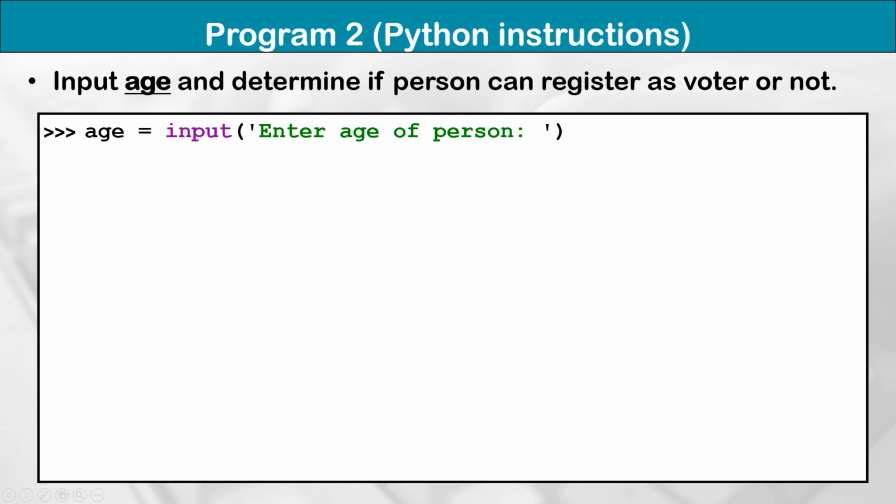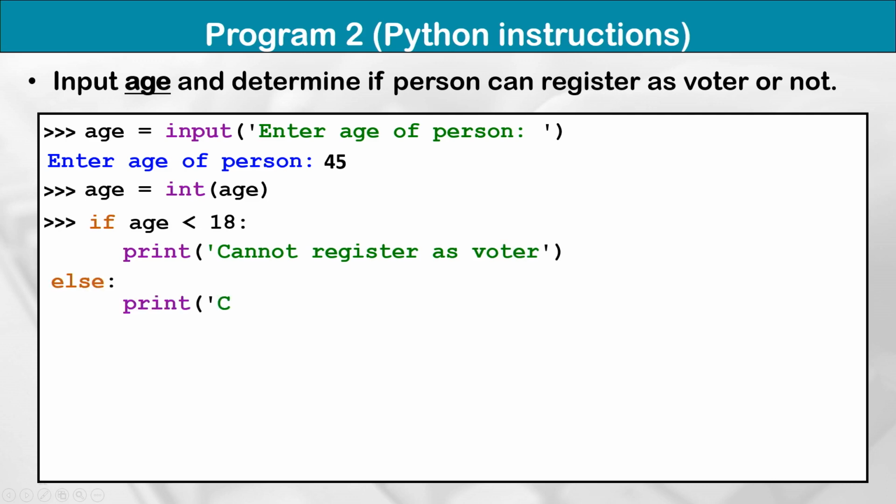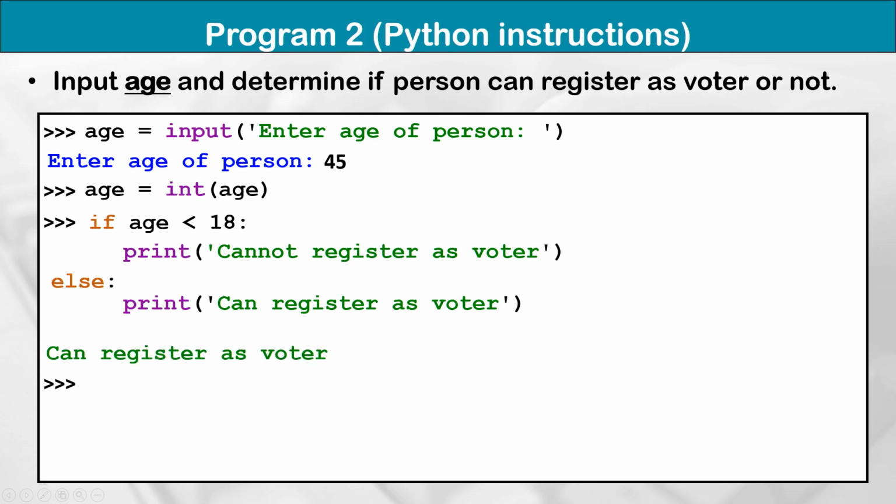Ask the user to input the age. Enter 45. Convert text value entered to numeric value. Type the condition. If age less than 18, print cannot register as voter. Else, print can register as a voter. Since 45 is not less than 18, the program outputs the message can register as a voter.